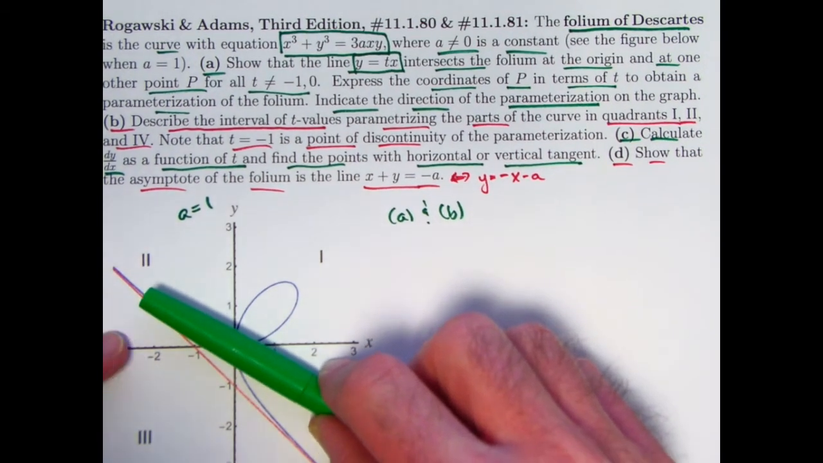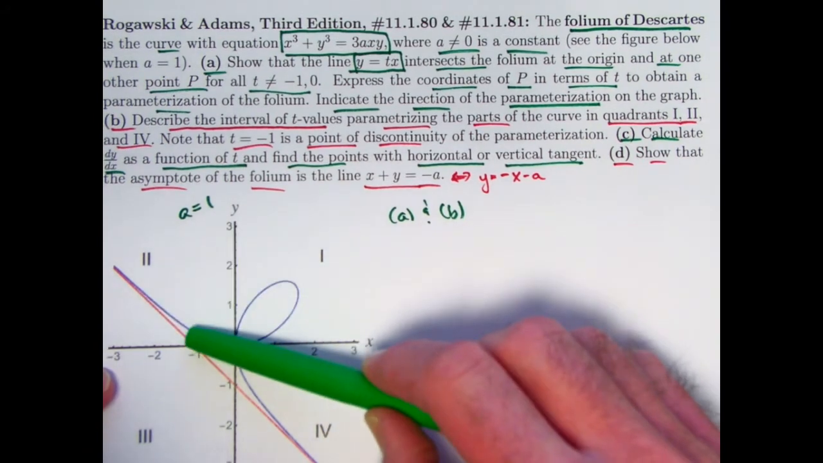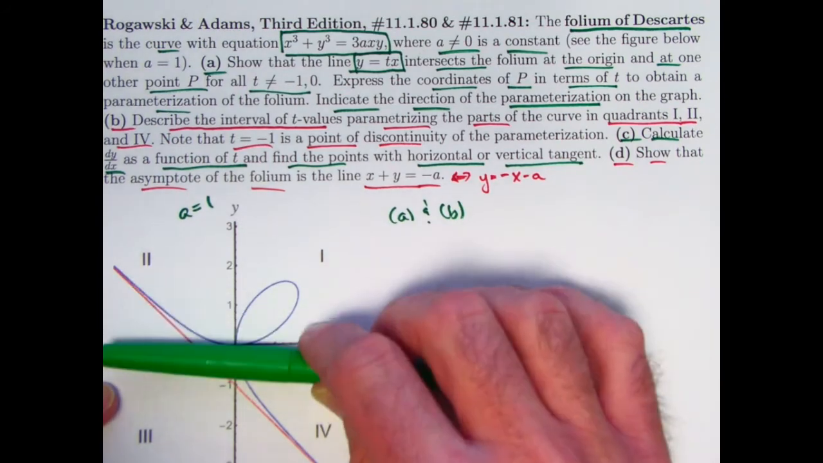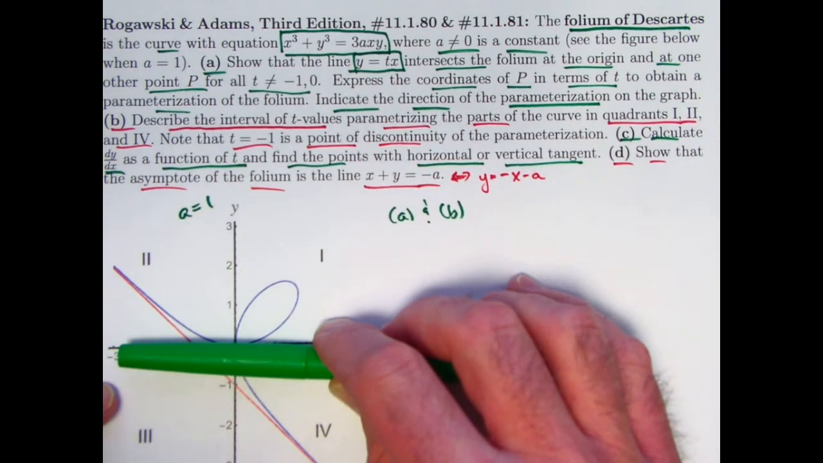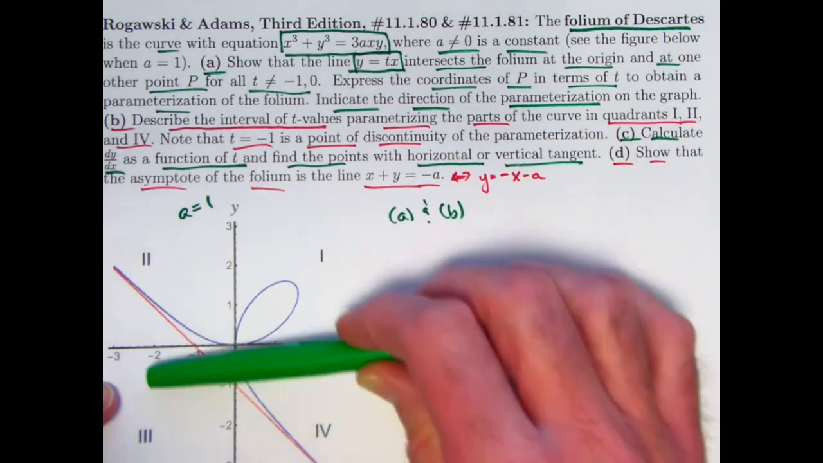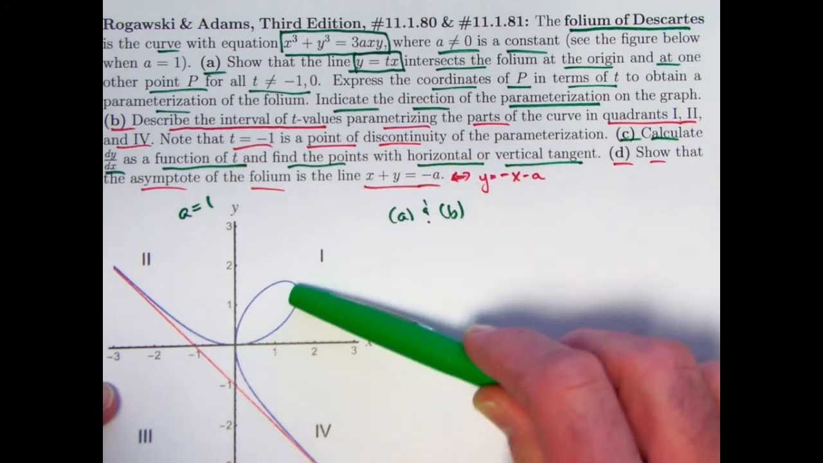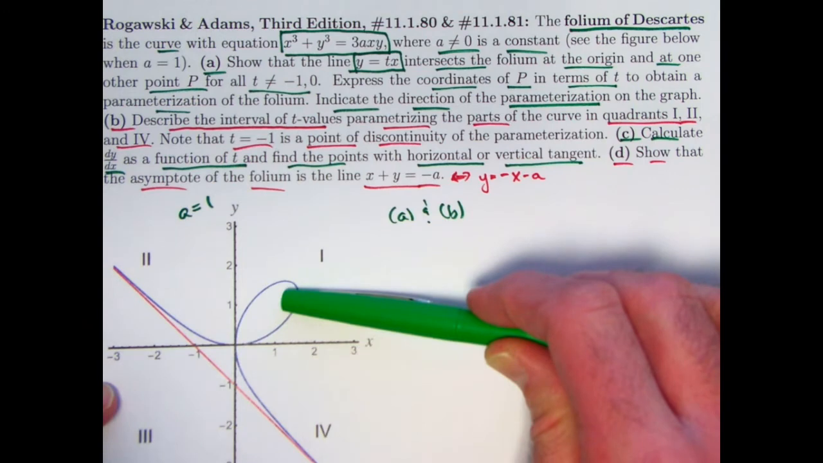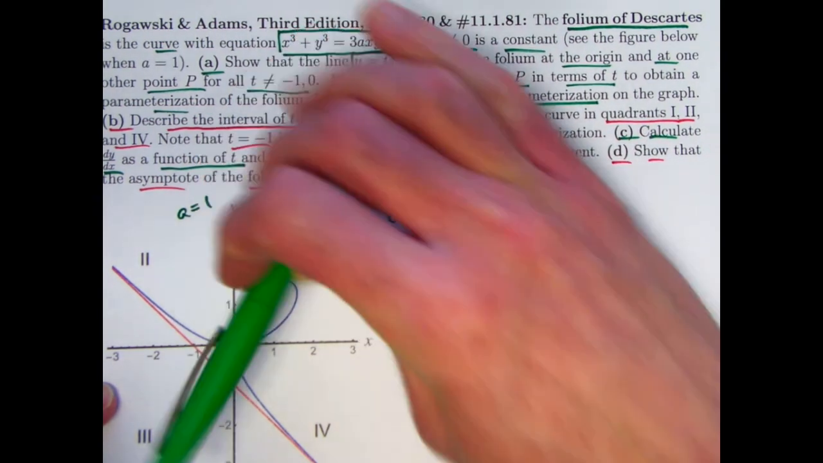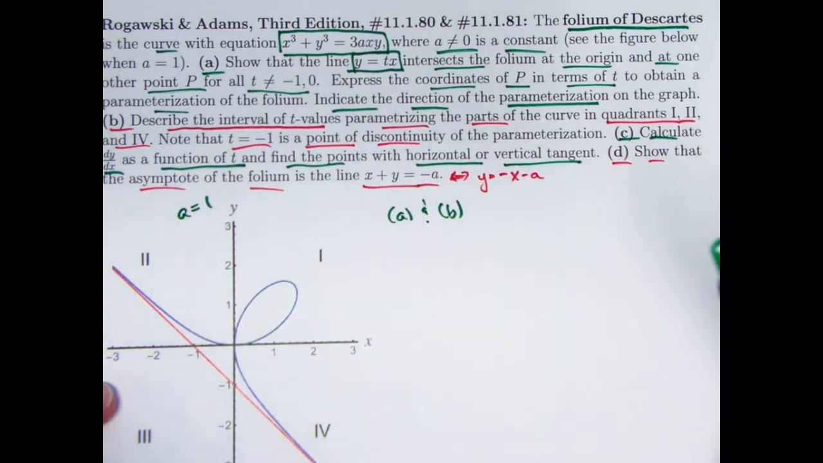As t continues to increase towards 0 and the slope of this line increases towards 0, the intersection point moves toward the origin. When t is 0, the line y equals tx is the same as the x-axis here, and there's only one point of intersection at t equals 0. That's at the origin. Then when t is positive, the intersection point moves along this part of the curve, and as t continues to increase toward infinity and the slope increases toward infinity, the intersection point moves this way and heads toward the origin as t goes to infinity.